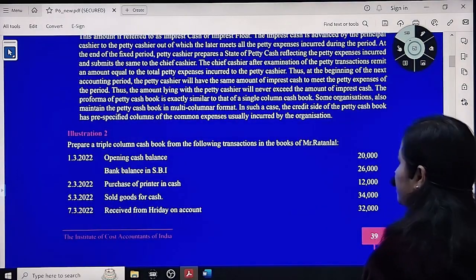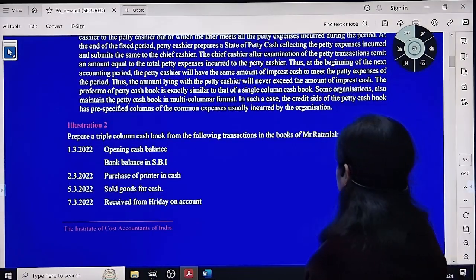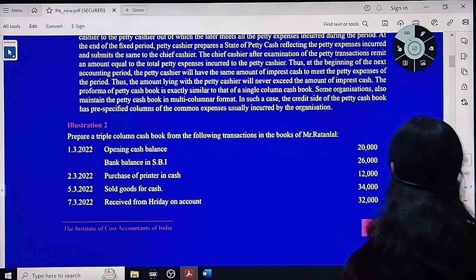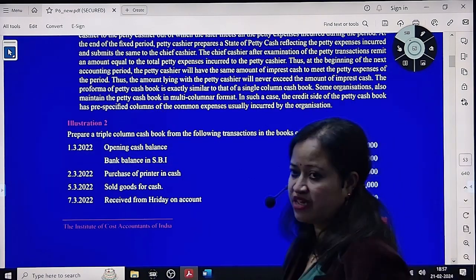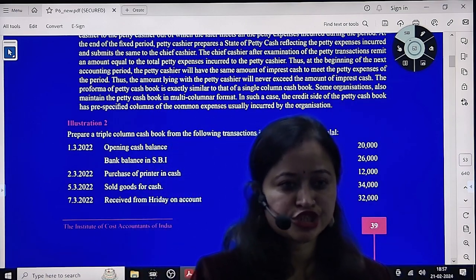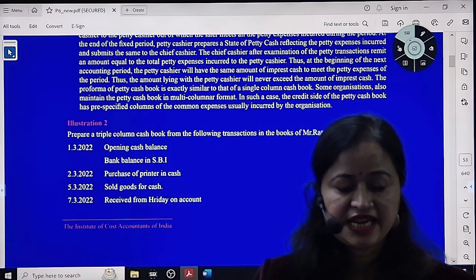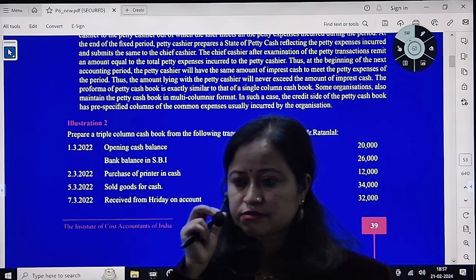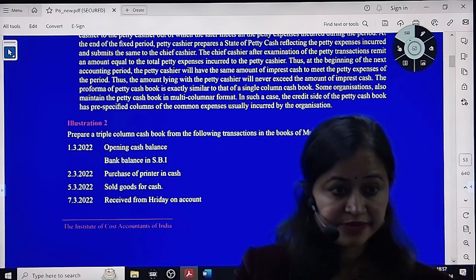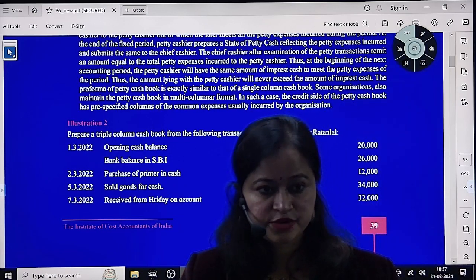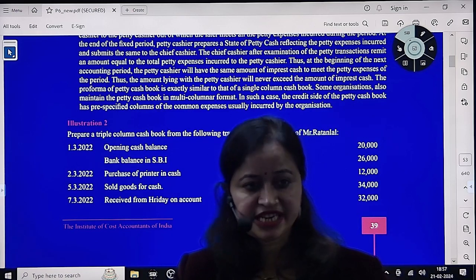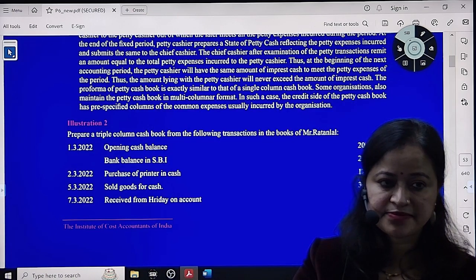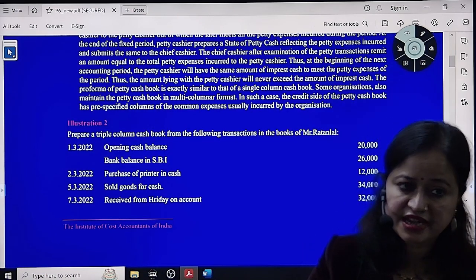This is the triple column cash book question, illustration 2. So petty expenses can be, as I have told you, coolie charges, envelope, any transportation charges, carriage, freight. So small charges, small expenses. That is maintained by the petty cashier. And there are two systems. One is ordinary system, another one is imprest system.